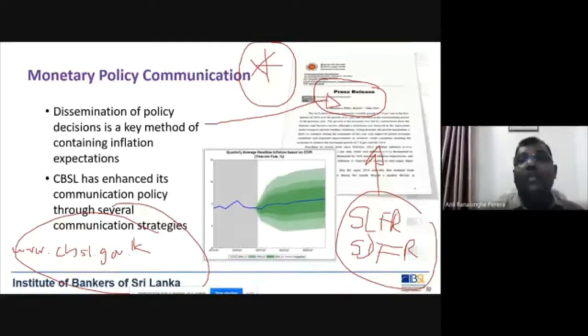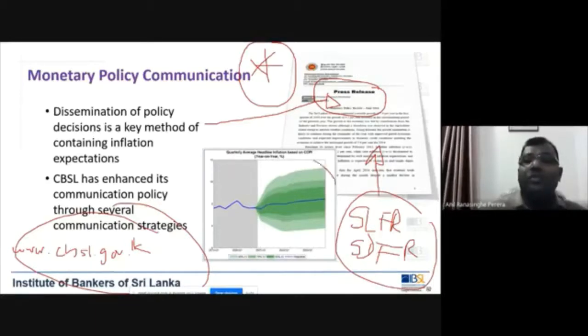It's only 8 times per year. Every year, 8 times we are announcing it. I think the recent one was announced 2 weeks back. The next one will be in February. So there you will see a lot of information, even what the future inflation would be.